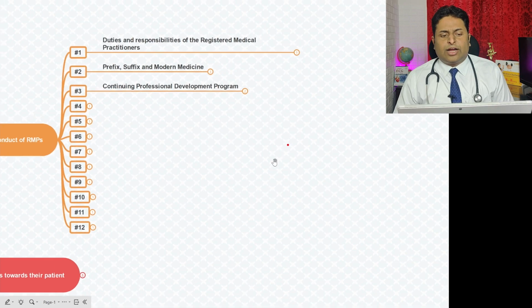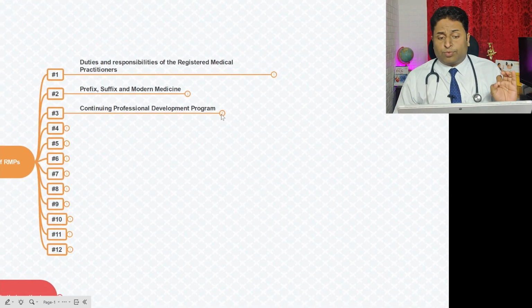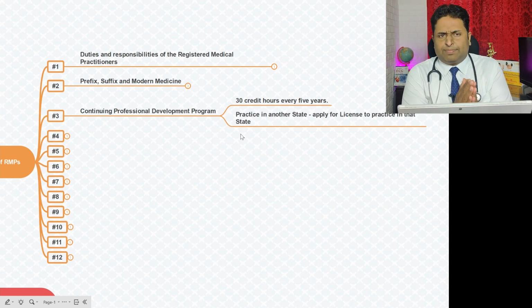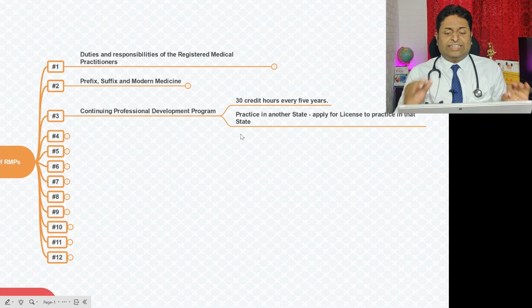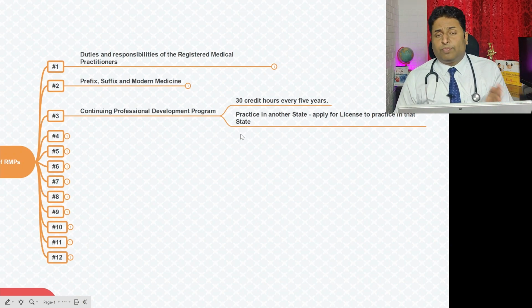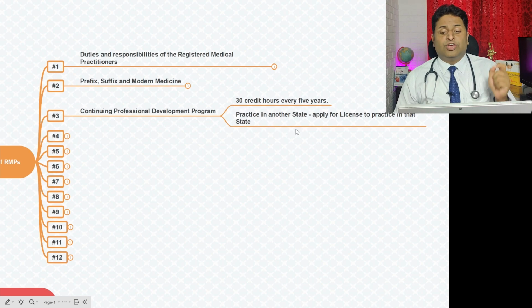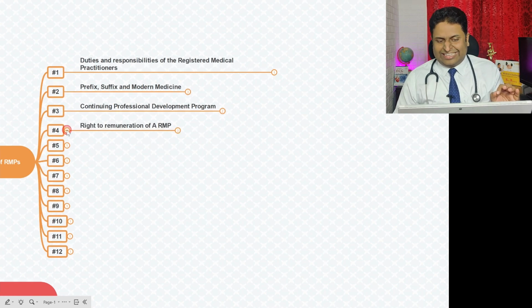Let's look at the third point. Very simple, right? Continuing professional development programs, that is the CMEs or CPDs, as we call them. Every healthcare professional, the doctors, should have 30 hours every 5 years. You should have the continuing professional development programs done, and if you're moving to any other state for practicing or for a transfer, you need to apply for a license to practice in that state. That's what the third point says.